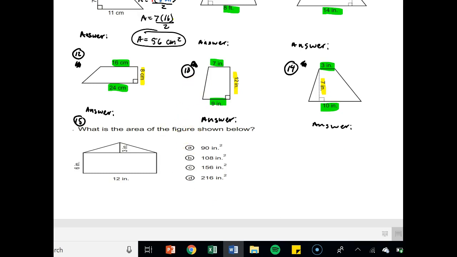Lastly, it says, what is the area of the figure shown below? I'm going to give you a little hint here. On top, you've got a triangle, so you're definitely going to need your triangle formula. And on bottom, you have a rectangle, so you're definitely going to need your rectangle formula. So the rectangle seems pretty easy, right? Length times width, we're good to go. Or base times height, we're good to go.